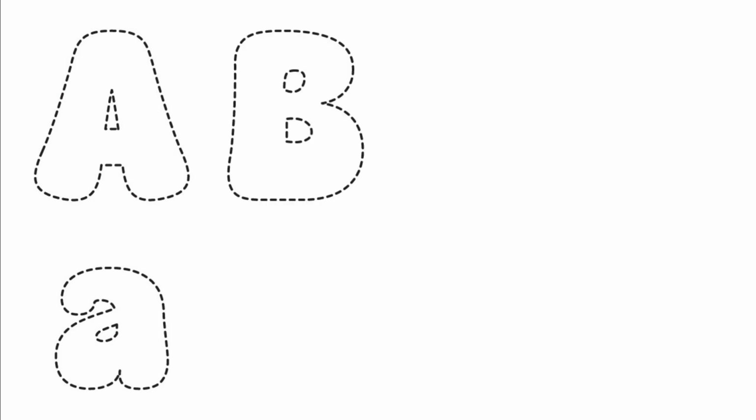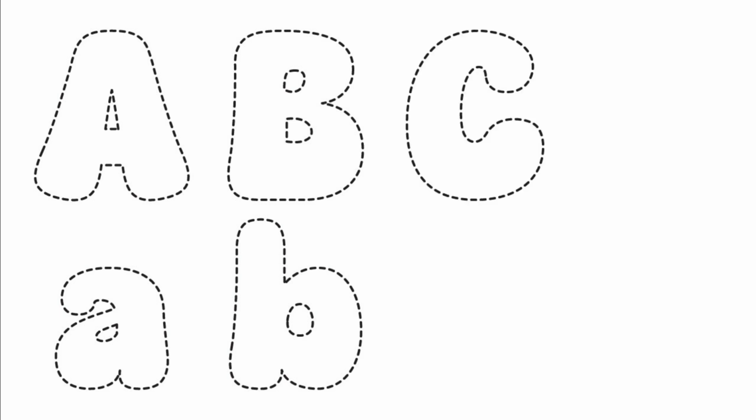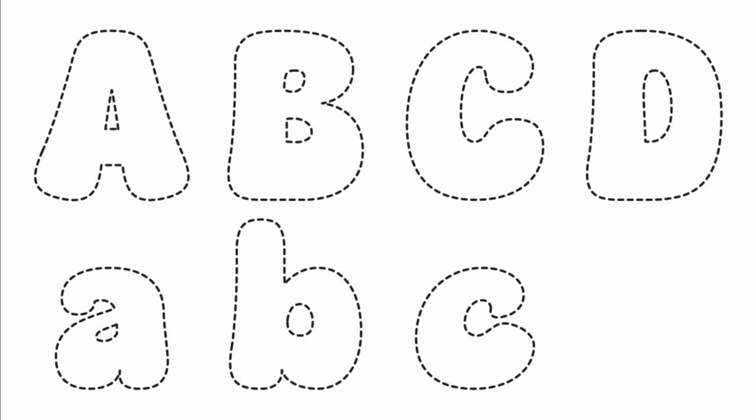Today, we learn the alphabet letter A to Z. Uppercase A. Lowercase a. Uppercase B. Lowercase b. Uppercase C. Lowercase c. Uppercase D. Lowercase d. Let's trace and paint them together.